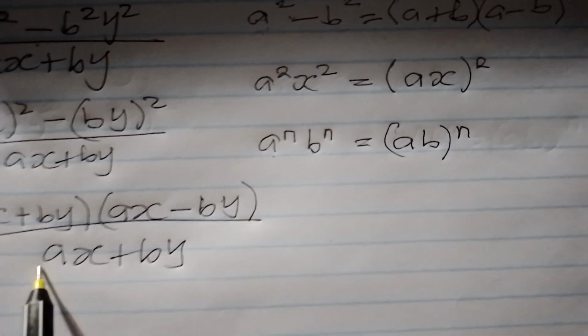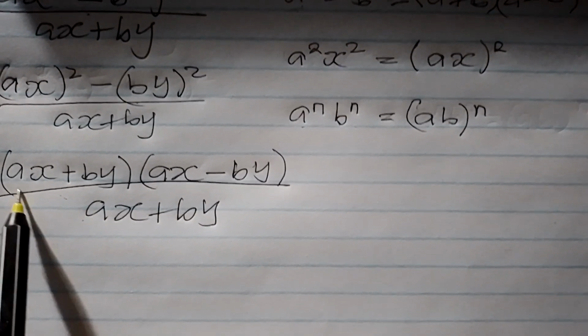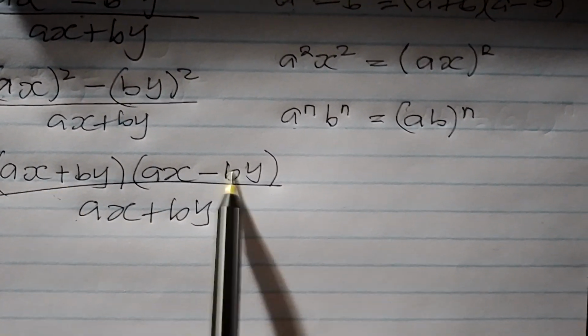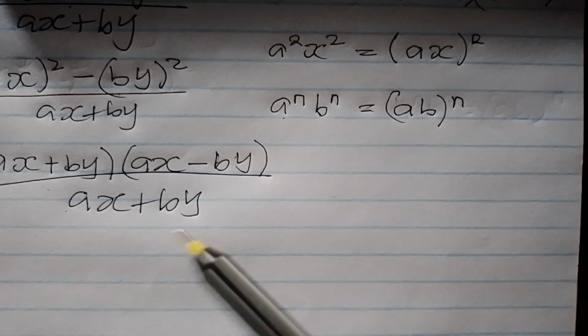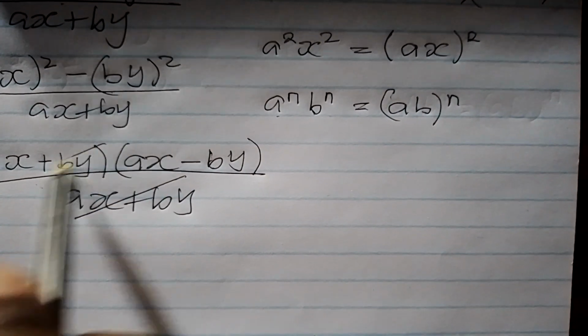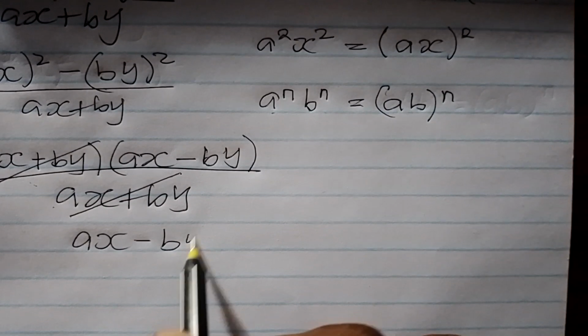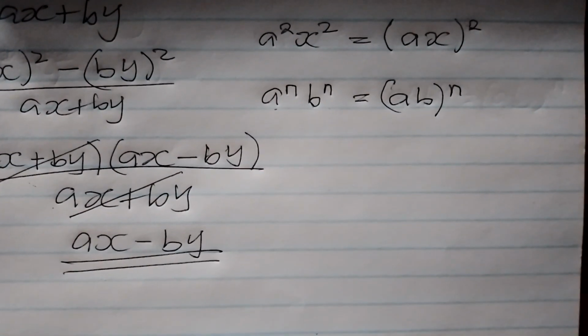Looking at this, you can see that in the numerator, we are multiplying these two terms. Since we are multiplying, we are allowed to divide the common factors. You can see ax plus by is the common factor, so we divide these so that we remain with ax minus by as our final answer.